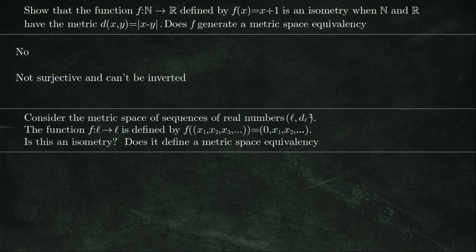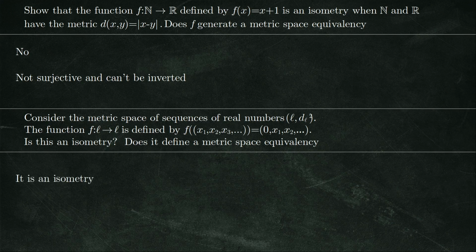Okay, we have our next example. We want the metric space of sequences of real numbers, where d_l2 is just like the Euclidean metric: if you have two sequences, you subtract them element-wise, square that, then add all those up, and then square root it. And this function f is defined here, where essentially we just take every element in the sequence and shift it one position to the right. Is this an isometry, and does it define a metric space equivalence?